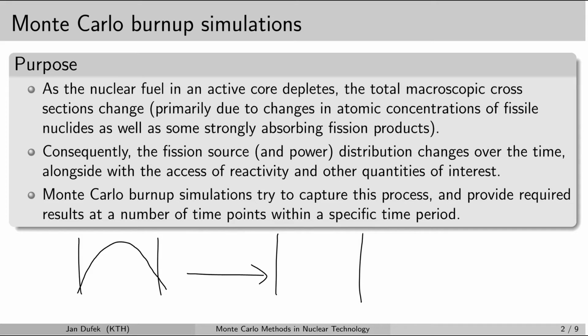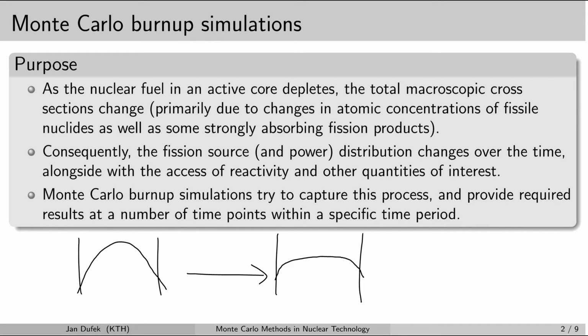And because of this, the fission source distribution and the power distribution will get flattened over the time period. So after a certain amount of time, the distribution may look like this.